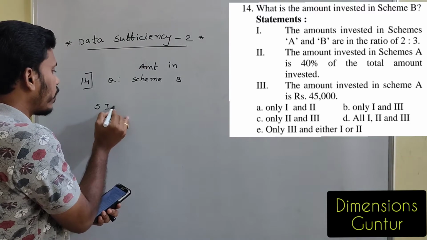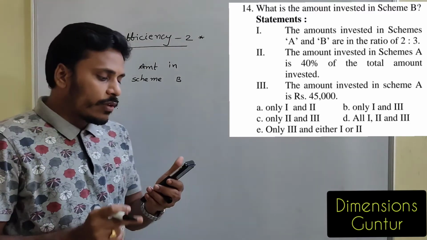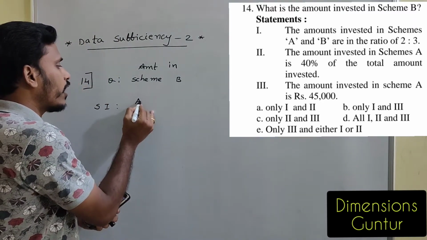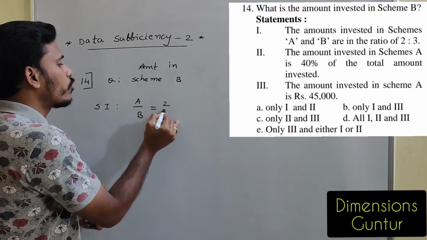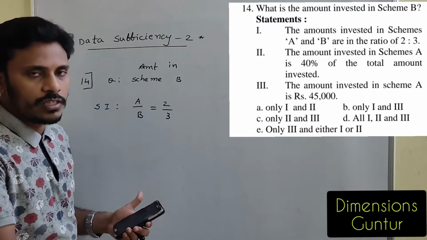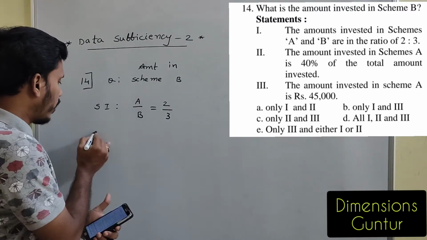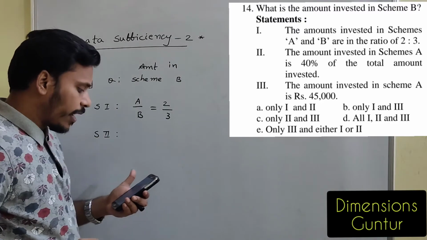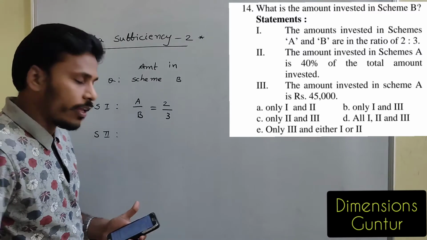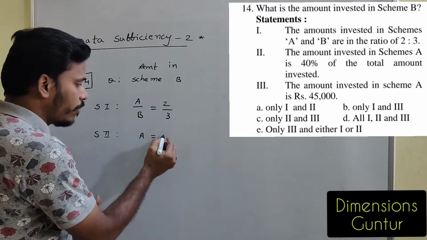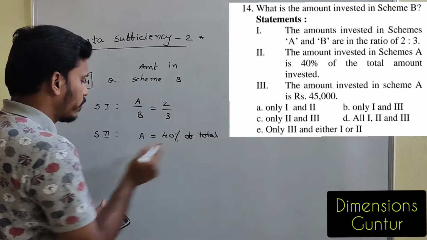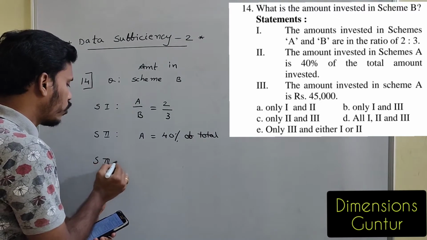And to calculate that, statement 1: the amounts invested in schemes A and B are in the ratio 2:3. They have given the ratio between A and B as 2:3. Since the ratio between A and B is given, if we know A, then we can easily find B. Then statement 2: the amount invested in scheme A is 40% of the total amount invested. That is statement 2.